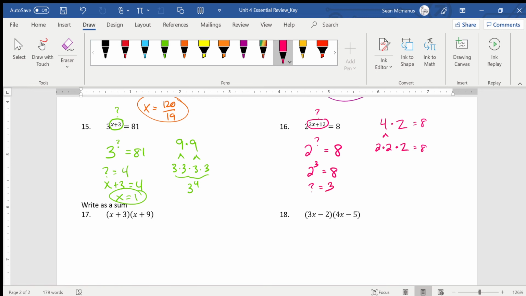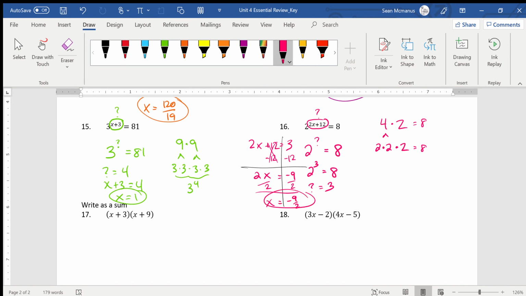So 2x, I'm going to do it over here, 2x plus 12 equals 3. So now I'm just solving an equation like I did before. I actually end up with a negative here, so set it up the right way. So minus 12 from both sides. 2x equals negative 9, and then divide away the 2. So x equals negative 9 over 2.